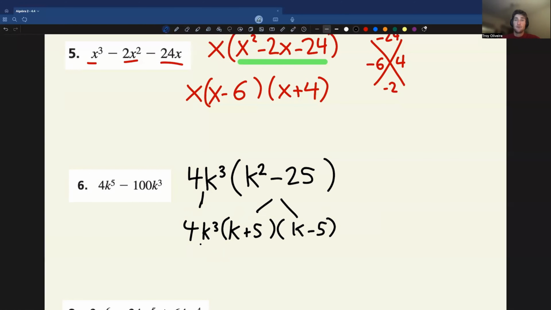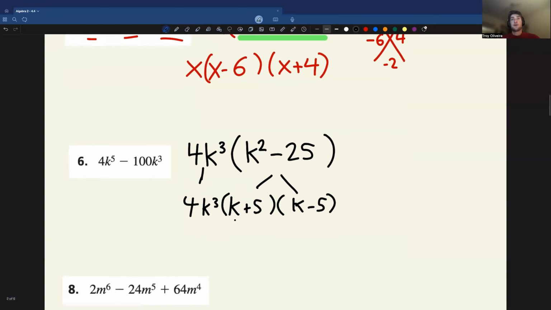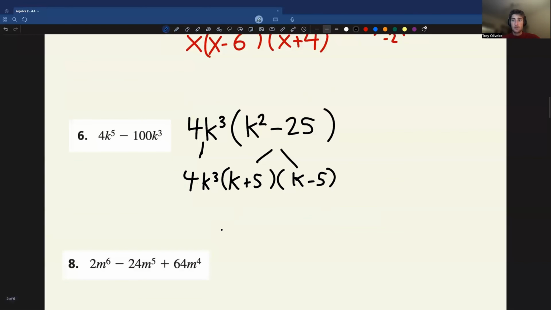Notice I don't need to put the 4k to the third in parentheses because there's no plus or minus in there, but you can if you want. But this is now factored completely, so our problem is finished. A lot of these problems are going to be using our technique to turn it into something that is then a quadratic and then factoring it from there.